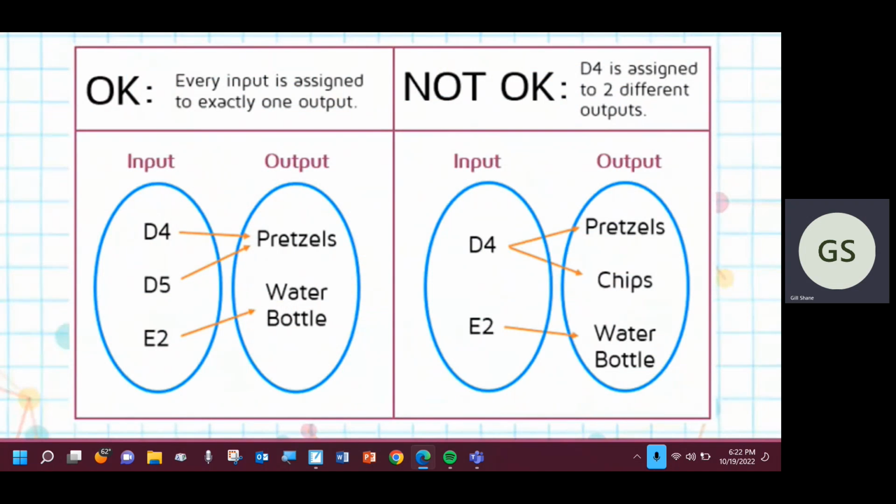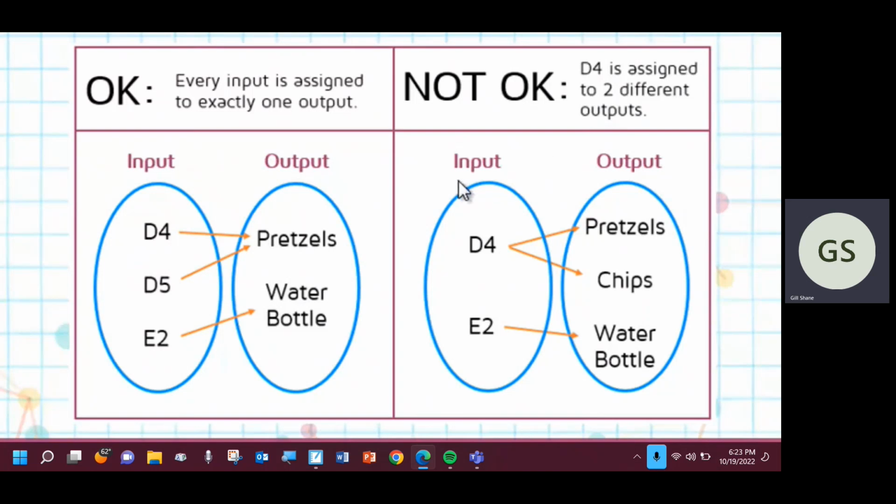Remember, in order to be a function, it has to assign exactly one output to each input value. So if you look at the mapping on the left, every input is assigned to only one output. If I enter the code D4, I get pretzels. If I entered the code D5, I also get pretzels. That's okay. That just would be if I had two slots right next to each other in the vending machine and they both had pretzels. That's fine. And then E2, if I enter that code, I get a water bottle. So each input is only assigned to one output. This one on the left is a function.